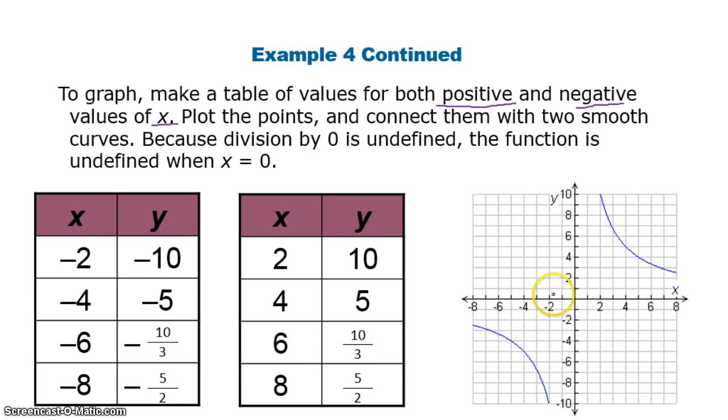So we come over here, we plot the negative 2, negative 10, negative 4, negative 5, right there, our negative 6, negative 10 thirds, and our negative 8. And we connect them with this curve. Remember, we're not going to reach this because we know x cannot be equal to 0. So we get our curve down here. And then with our positive values, we're going to get our curve right here. And there's your graph.